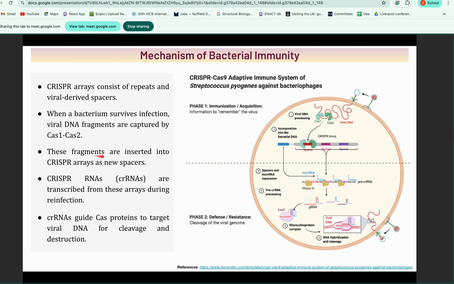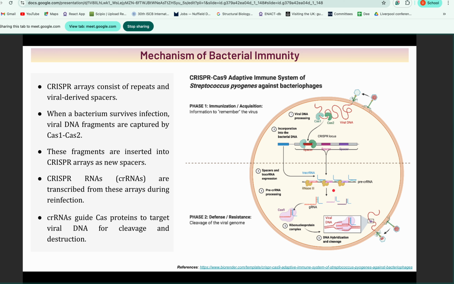In the next step, these fragments are inserted into the CRISPR arrays as new spacers, and the CRISPR RNA is transcribed from these arrays during reinfection. So when this bacterial DNA gets transcribed, RNA will be synthesized for all these spacer elements, and this RNA is known as crRNA. Until it is separated, it is referred to as pre-crRNA, that means precursor CRISPR RNA. So how will it express?